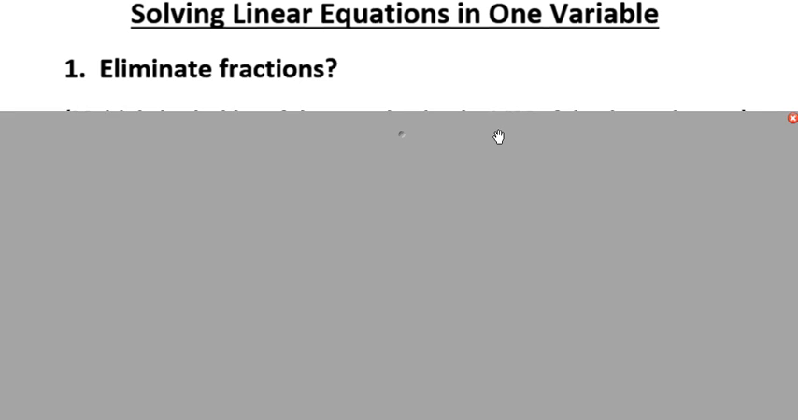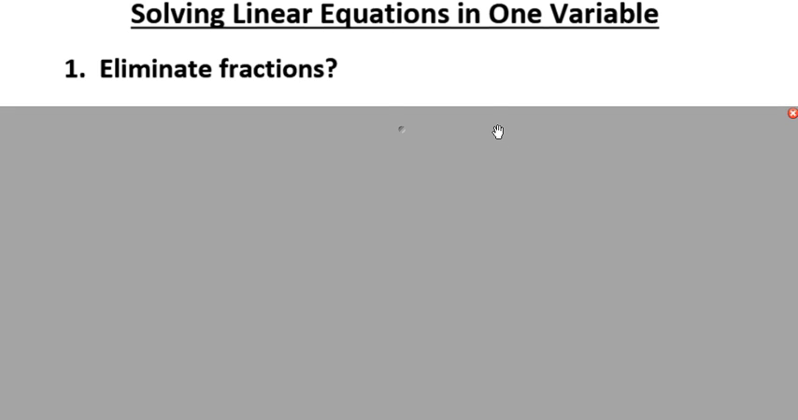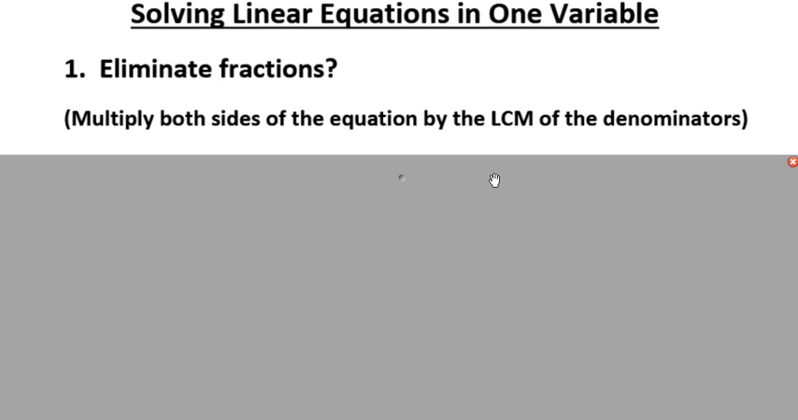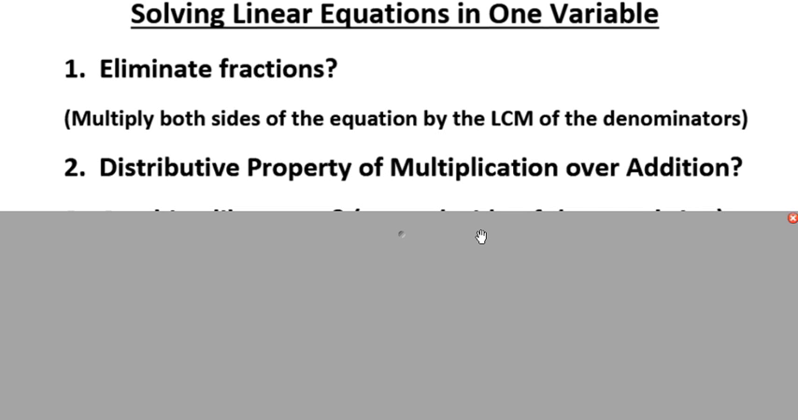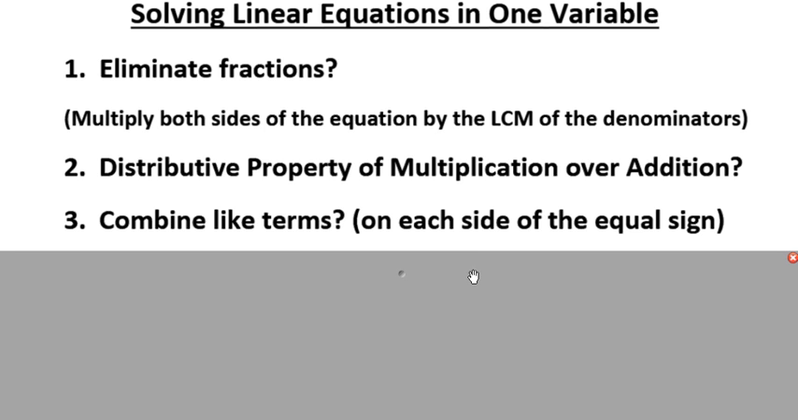So we've been working on solving our linear equations with one variable, and we said, can we eliminate any fractions? That would help us with our solving techniques. In order to do that, we can multiply both sides of the equation by the lowest common multiple, or the common denominator, and that will undo the fractions. We talked about the distributive property of multiplication over addition. Can we combine like terms on each side of the equal sign?